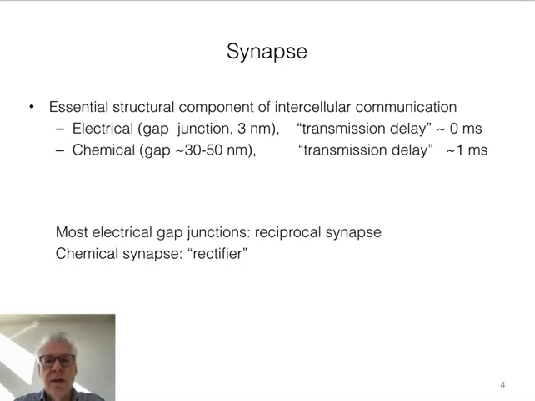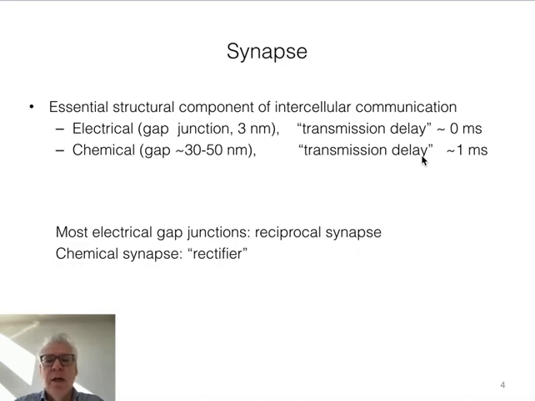it's good to note for completeness that in addition to chemical synapses, where the space between the two structures, a neuron and another neuron or a neuron and a muscle, is typically of the order of 30 to 50 nanometers, we know that there is a transmission delay of approximately 1, sometimes 0.5 millisecond because of the release of the neurotransmitter and the interaction with the postsynaptic receptors.